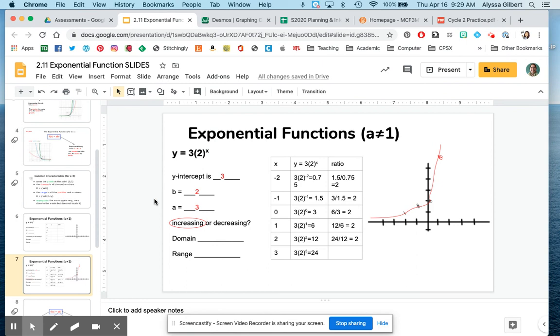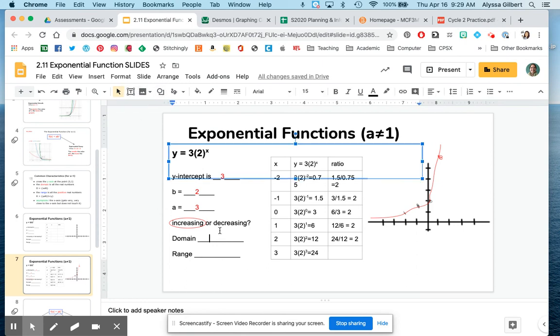The domain, well, just like everything else, the domain is x is an element of the real numbers, because it's going to go forever this way and forever that way. And the range is, it's getting closer and closer to the x-axis. So y is an element of the real numbers such that y is greater than 0. Okay.